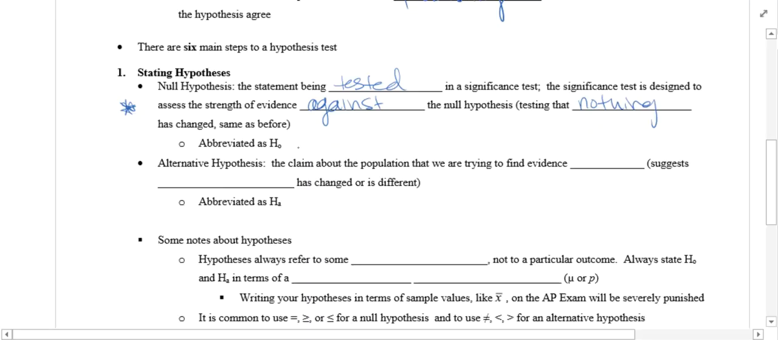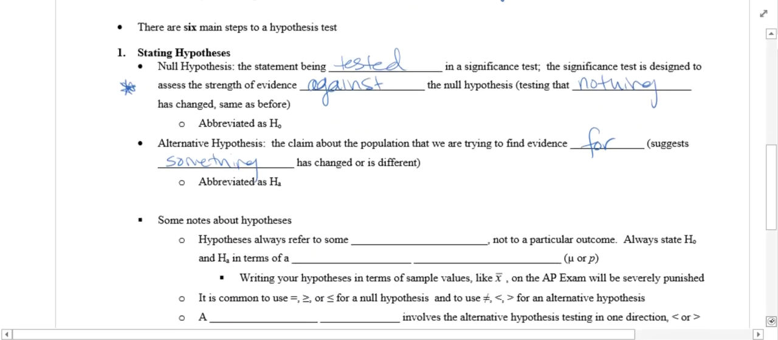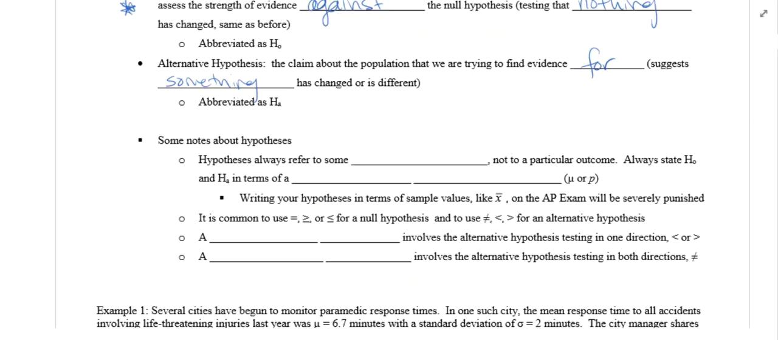The alternative hypothesis is the claim about the population that we are trying to find evidence for. It suggests something has changed and that original claim is not true anymore. This is abbreviated H sub A. I do have a lot of students call them the H-naught and the H-A, which is totally fine if that's what you want to call them. But the null and alternative is what they're called.